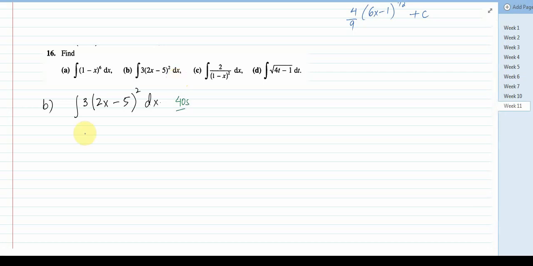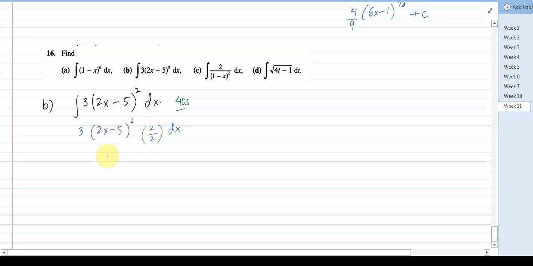Alright, 3 as it is, 2x minus 5 power 2 as it is. The derivative of 2x minus 5 will be 2, so I need to multiply and divide it by 2 and then dx, right? Now the function is ready to integrate because the derivative part is present next to it. So we can integrate the function.